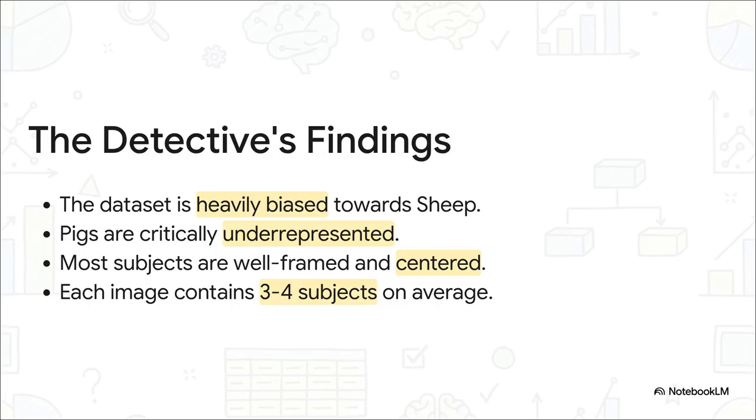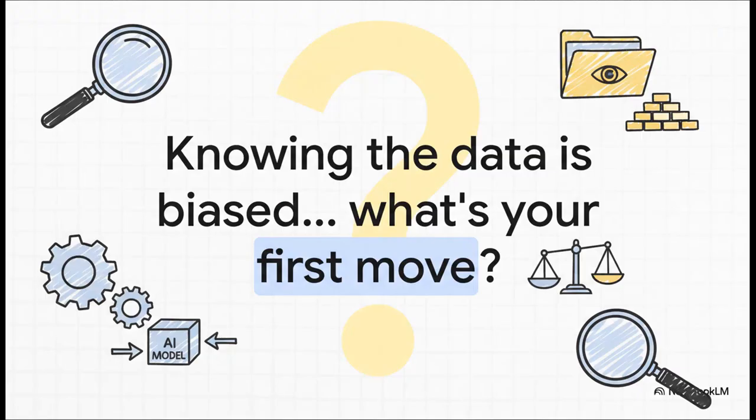So, the detective's final findings are in. Let's lay them out. Number 1, the dataset is just massively, heavily biased towards sheep. Number 2, pigs are critically underrepresented, almost an afterthought. 3, almost all the animals are well-framed, right in the center. And 4, on average, you're going to find about 3 to 4 animals in any given picture. And that's it. The investigation is officially closed. The detective's report is on your desk.